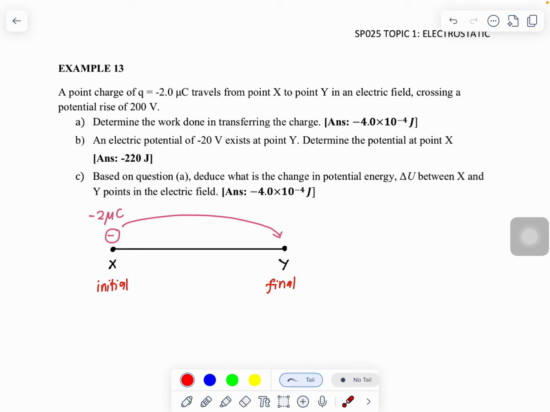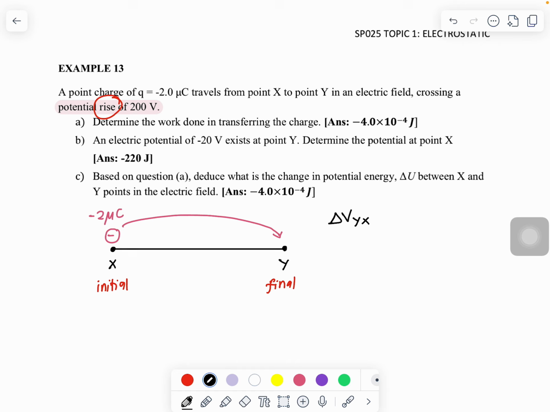Okay, so what happened is when this charge move from X to Y, there is a potential rise. Okay, potential rise of 200. Okay, rise bermaksud ada penambahan, penambahan sebanyak 200 volt. Kalau ada penambahan, maksud ini adalah value untuk change. Okay, the change of potential between X and Y.